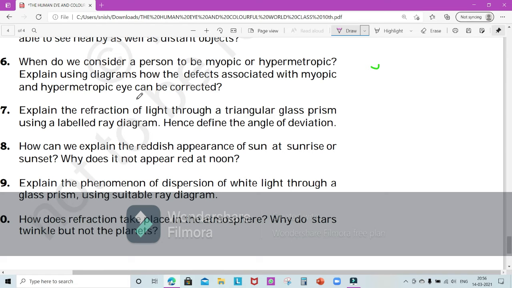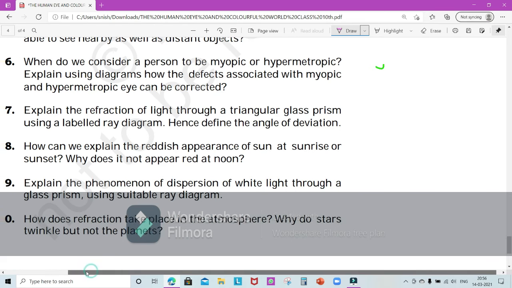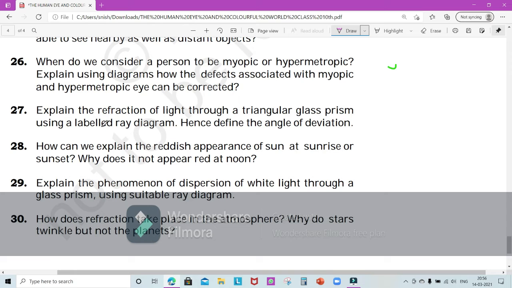We have this question. Let's see what's the question number. We have the 27th question. Explain the refraction of light through a triangular glass prism using a labeled ray diagram and define the angle of deviation. I've done the first part twice, right? Let's just define the angle of deviation over here.